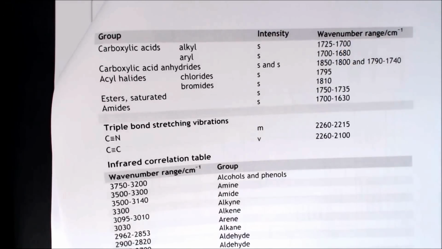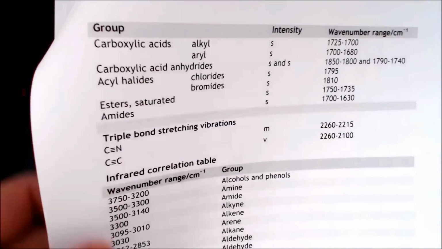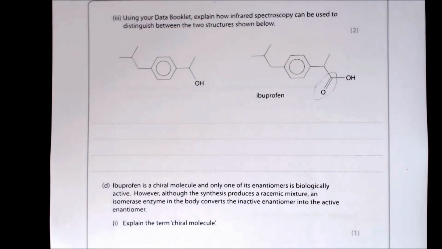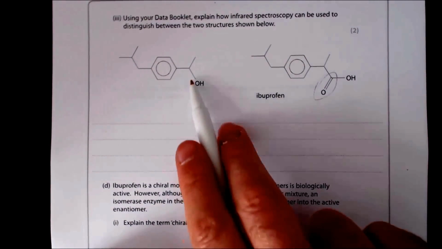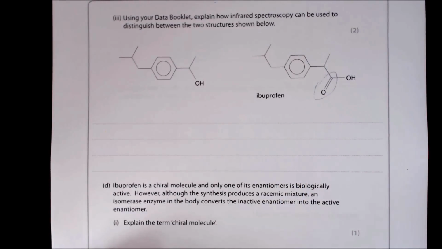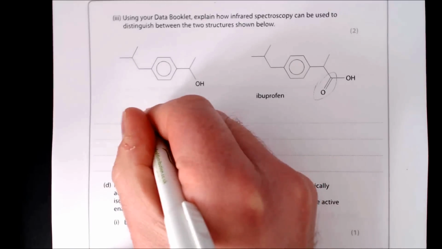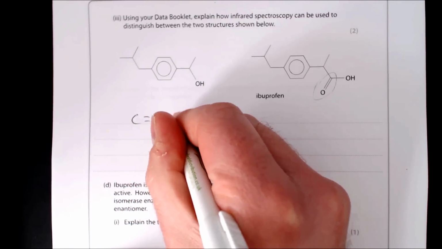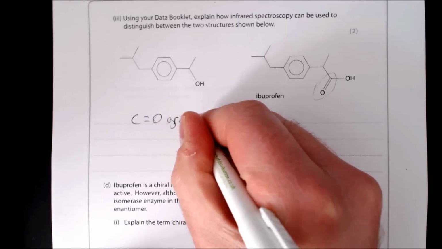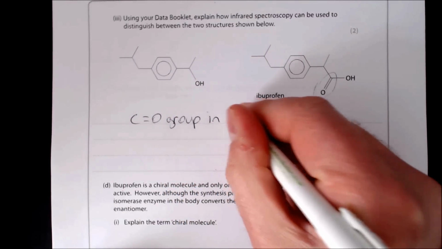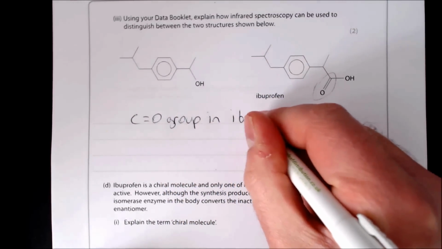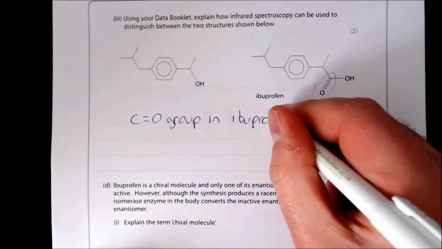Now your other group, the other molecule with the OH, just with the OH in, won't have that peak. So let's just pull it out of the way. This one doesn't have a carbonyl, so therefore what we can say is we can say the C double bond O group in ibuprofen.